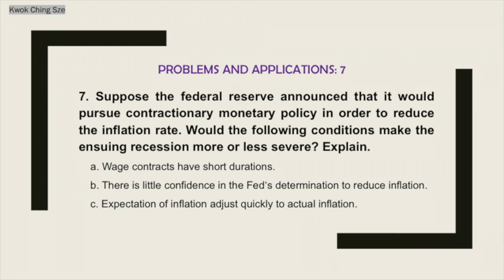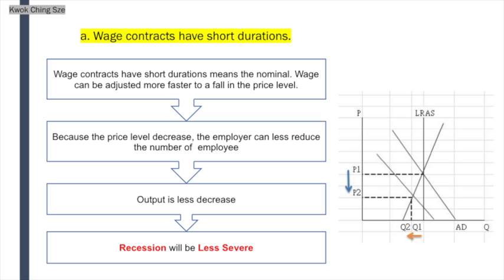I am Kwok Ching Si, and I would like to talk about question 7. Suppose the Federal Reserve announced that it would pursue contractionary monetary policy in order to reduce the inflation rate. Would the following conditions make the ensuing recession more or less severe? For Part A, the wage contracts have short duration.